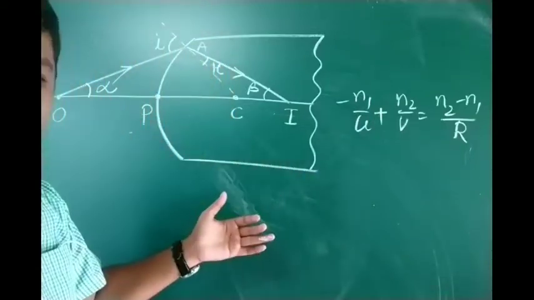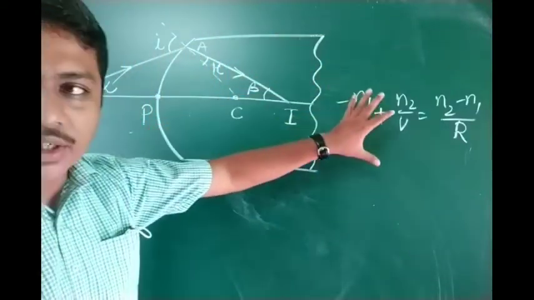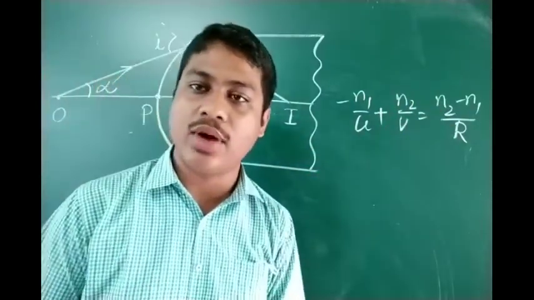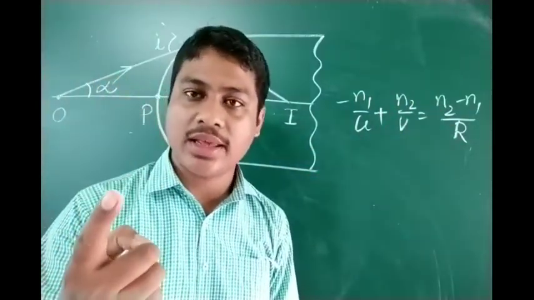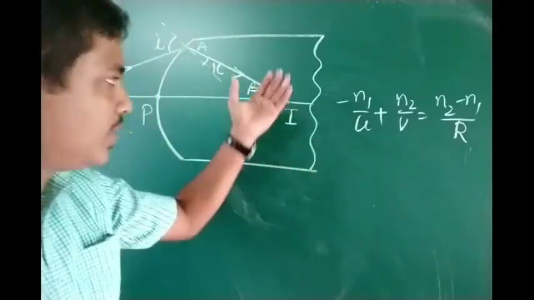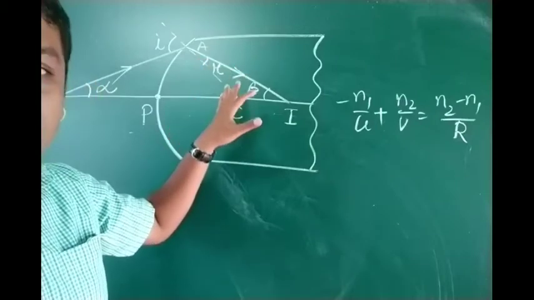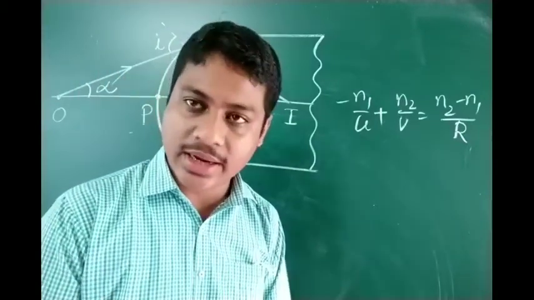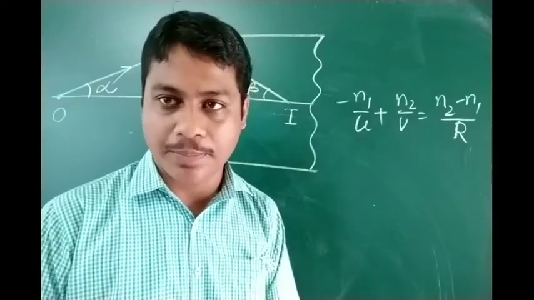Now let us find out. For deriving this relationship, we have to use Snell's law. For using Snell's law, we need the angle of incidence and the angle of refraction values. But here in the diagram the value is not there, just the representation is there. So first of all, find out the value of angle of incidence and angle of refraction.